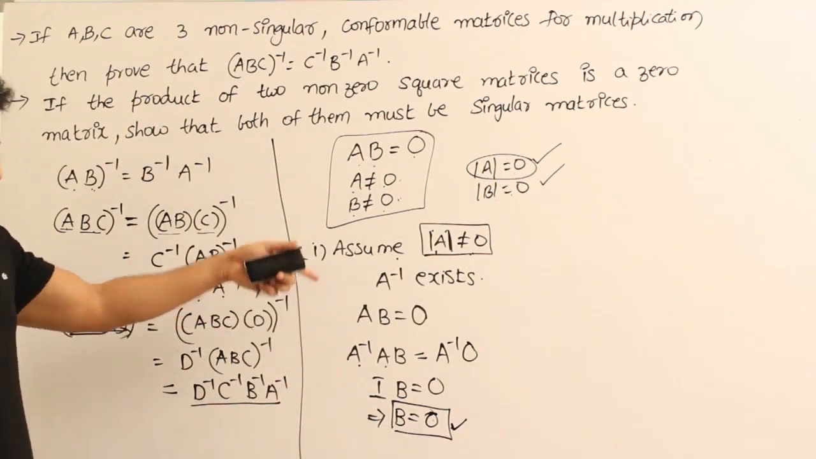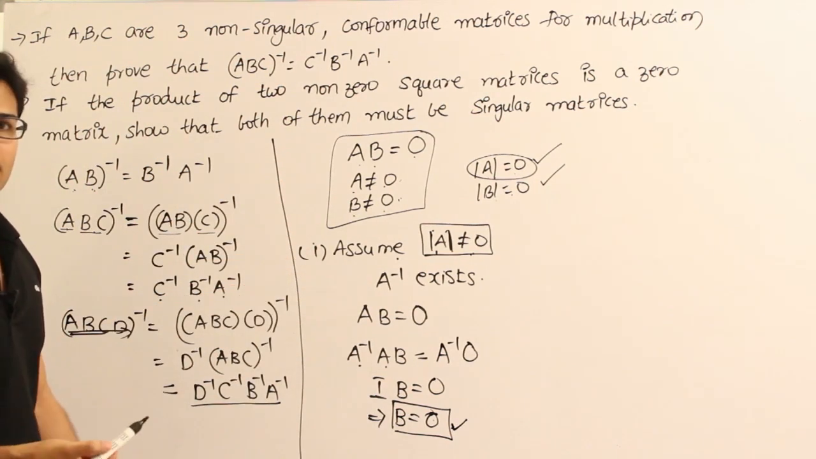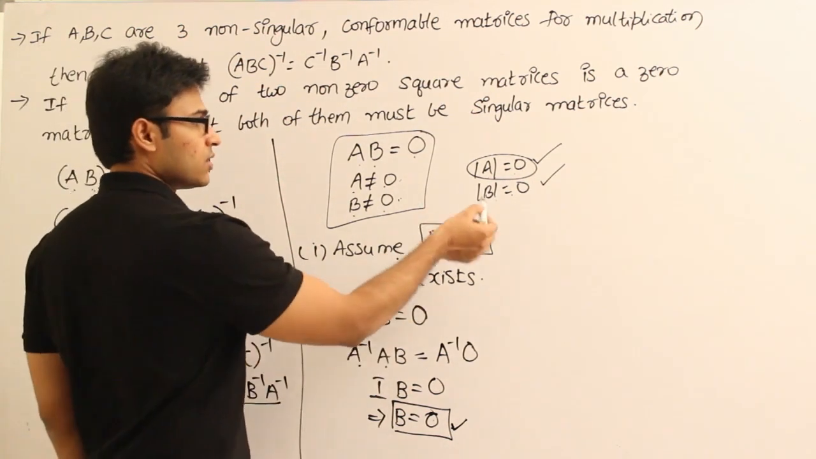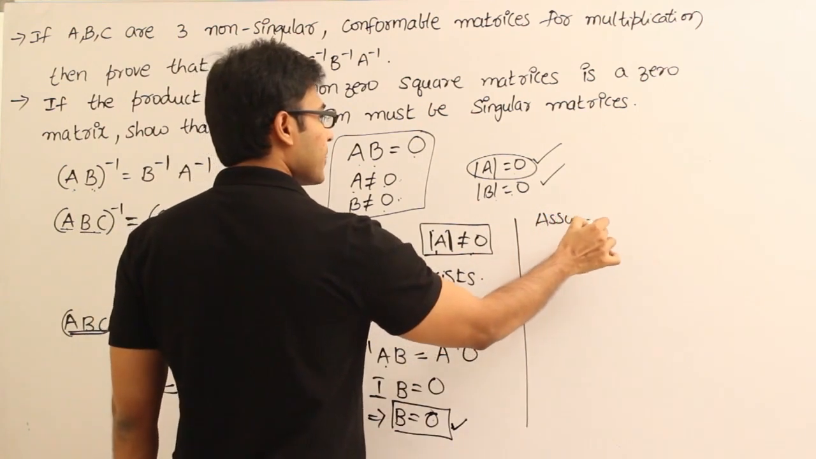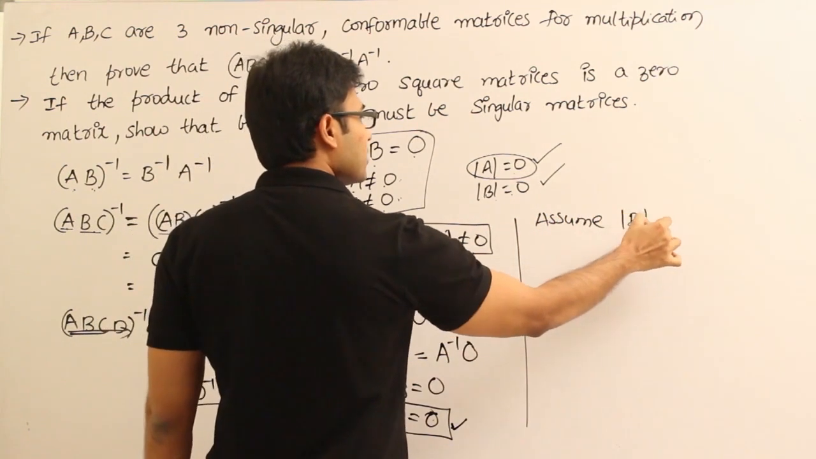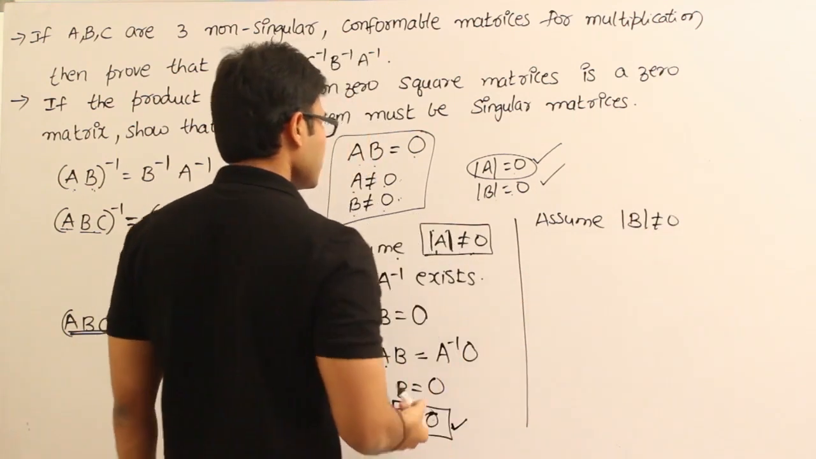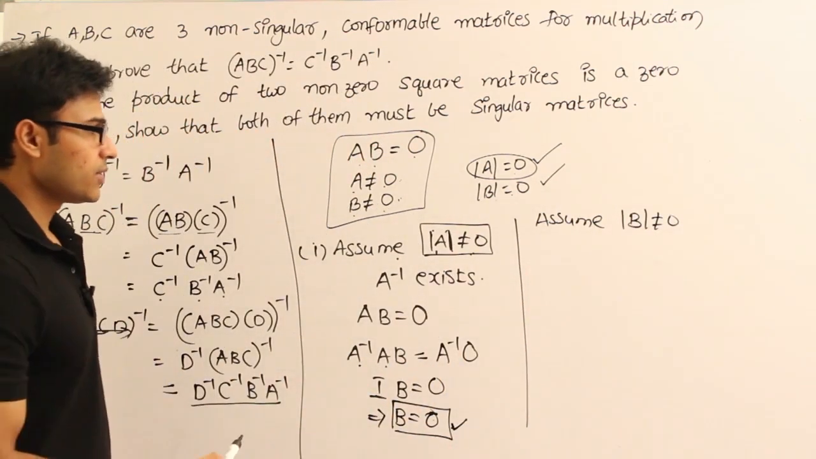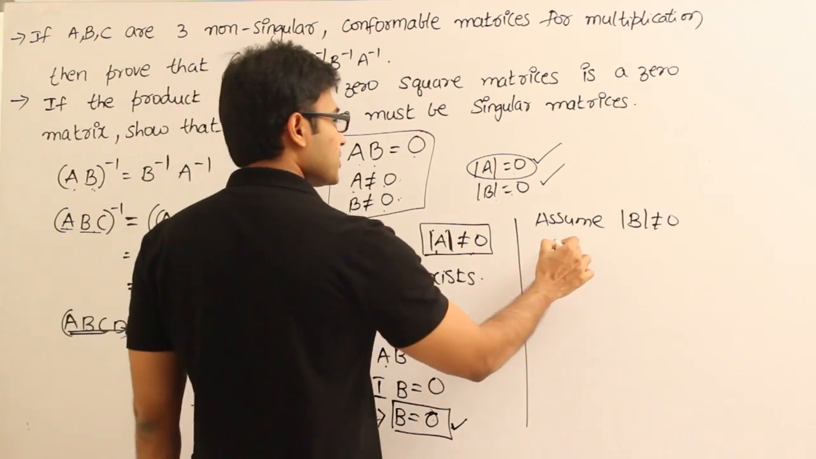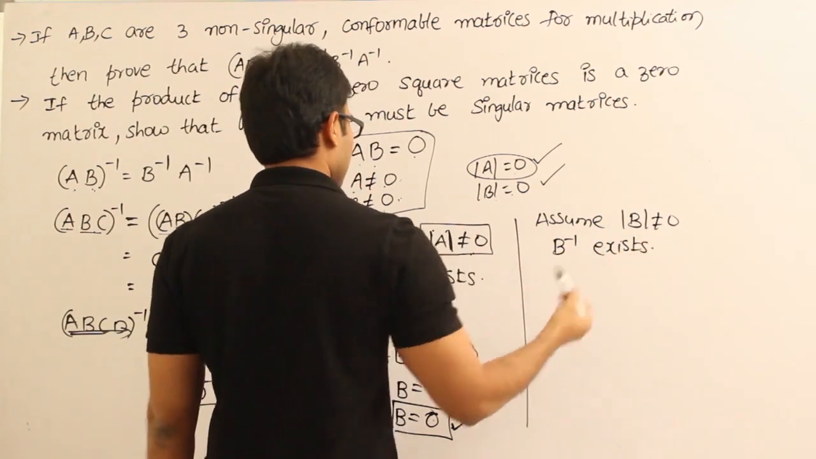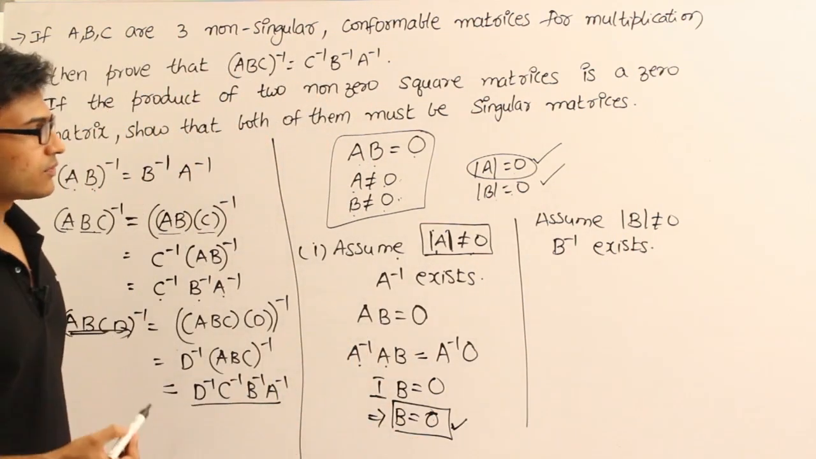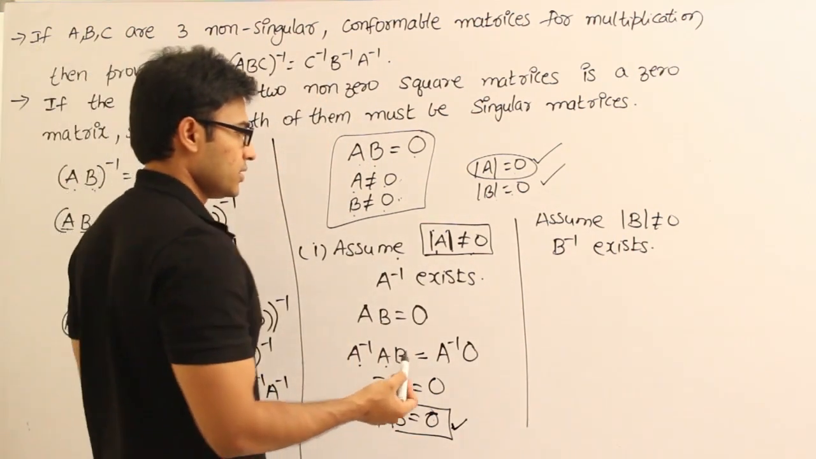On the same grounds, exactly the same way, we can even prove that this one is also true. So how? Again the same method. Assume that B not equal to 0, which means B is non-singular. When B is non-singular, then B inverse exists. Right?